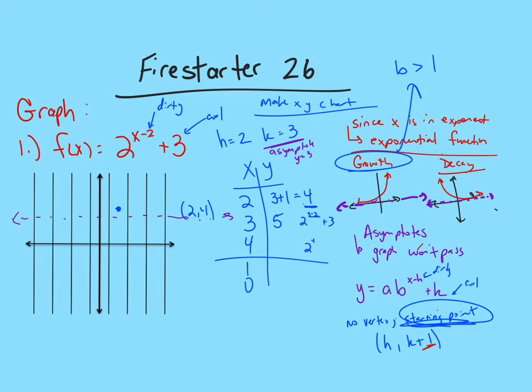So I get 2 to the 4 minus 2 plus 3. So 2 squared is 4. 4 plus 3 is 7. Right? Sometimes people don't feel like that's getting up enough.